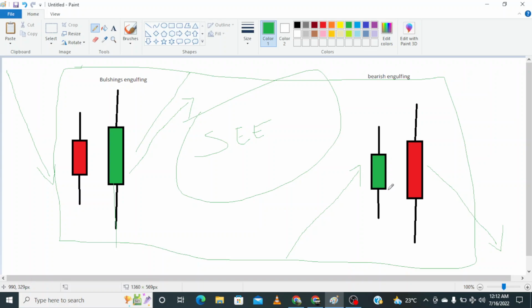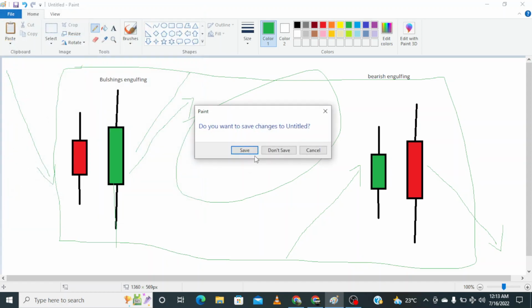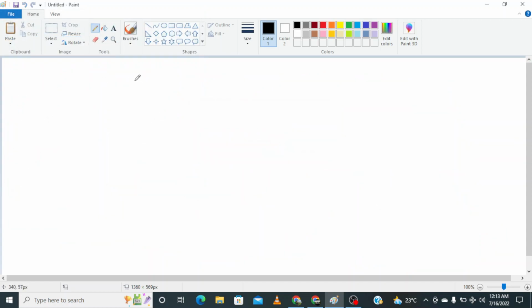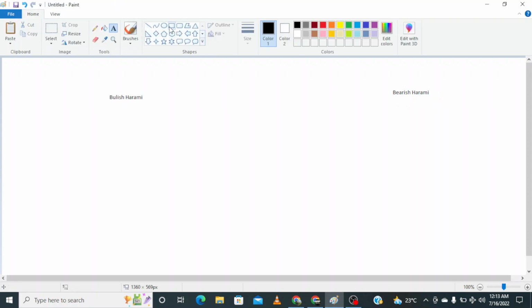So till now, we have covered the hammer, the shooting star, the doji, and the bullish and the bearish engulfing. Okay, fair enough. Now let's get back to the next type. The next type is a bullish harami, and a bearish harami. Now again I need to draw. Man, I don't like drawing.